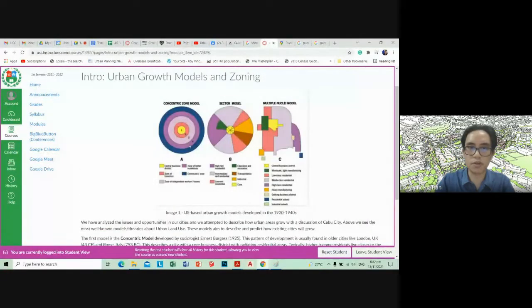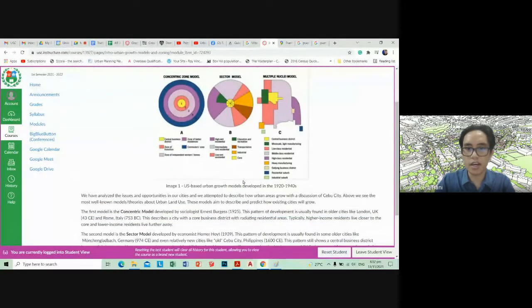The Burgess Model, also known as the Concentric Model, was published in 1925. It imagines the city as a series of concentric zones, the center being the business district. And then as you go out, you have more and more expensive housing.